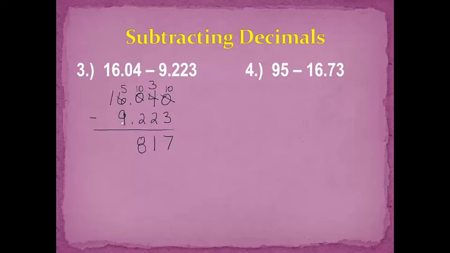And then 5 minus 9 I cannot do, so I'll borrow from my 1, make it a 0. And now my 5 becomes a 15. So 15 minus 9 is 6. In my answer, my decimal is going to come straight down. So I have 6.817, or 6 and 817 thousandths.